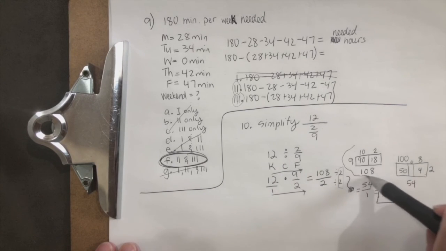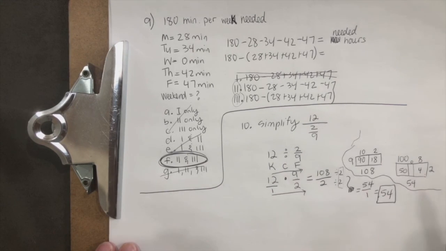And you don't even really need these generic rectangles. This is just to show you how I would do 12 times 9 in my head and how I would do 108 divided by 2 in my head.